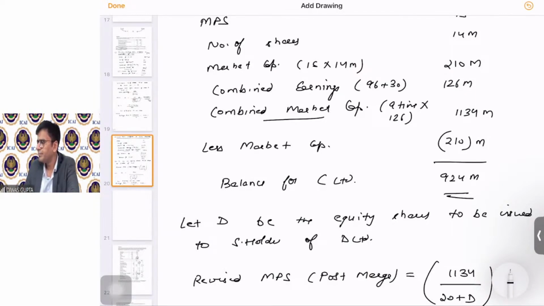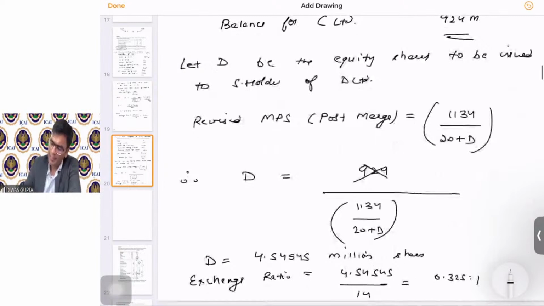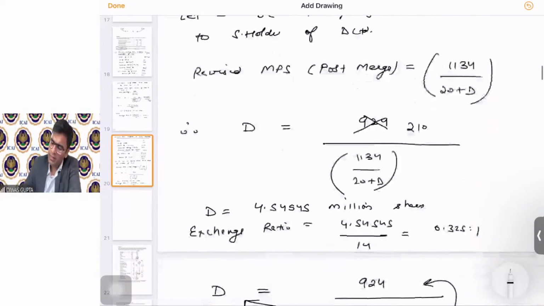Okay. Number of equity shares, market cap 210, combined earnings 126, combined market cap, balance for C Limited. Yes. So students, actually, this should be 210 here. I mistakenly mentioned 924. It should be 210. Now you check, Kumari Jyoti, it would be correct. Okay, thanks, Kumari, for highlighting this. Okay, so it should be 210.